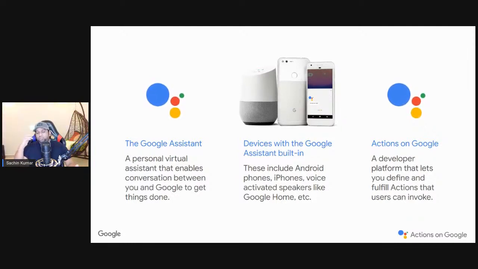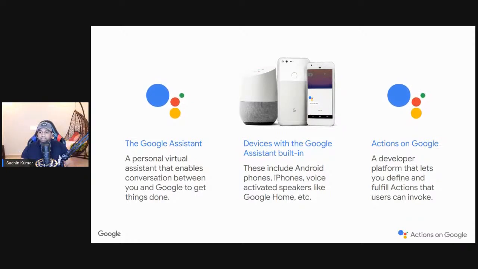So speaking of the Google Assistant, some of the major components are: we have the Google Assistant itself, which is your own personal virtual assistant from Google to get things done for you in the most helpful manner. Then we have the devices with the Google Assistant built in. If you could see on my screen, I have the Google Home here. I have the Google Home Mini somewhere. I have the smart display in my bedroom as well. So we have all of these different types of devices with the Google Assistant built in.